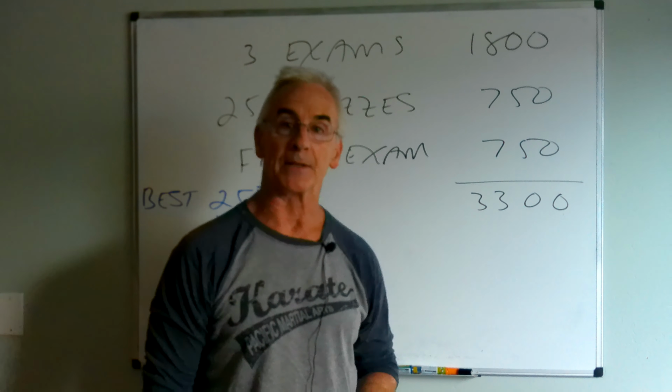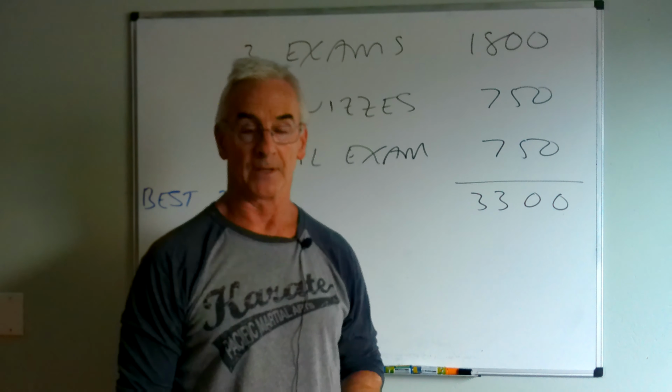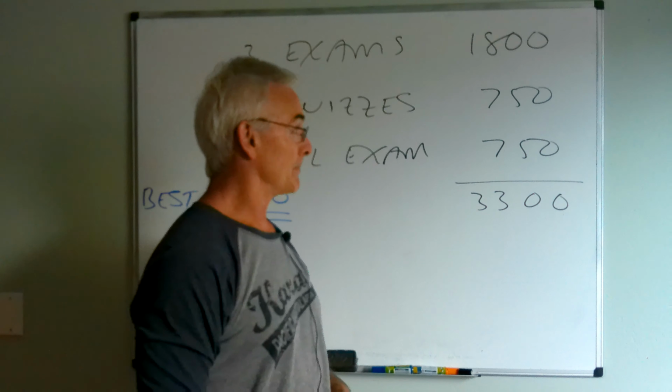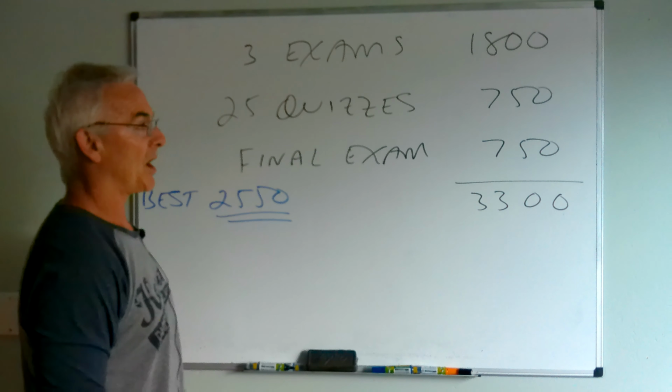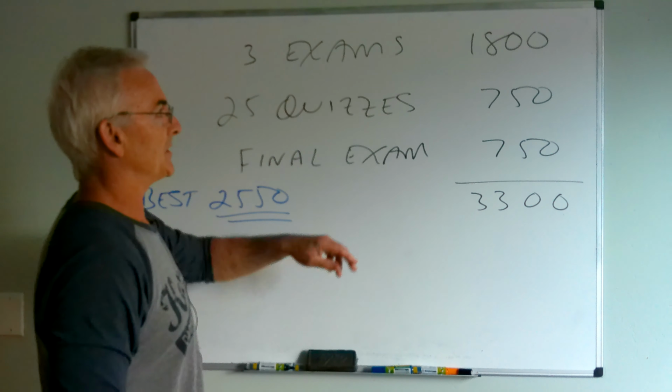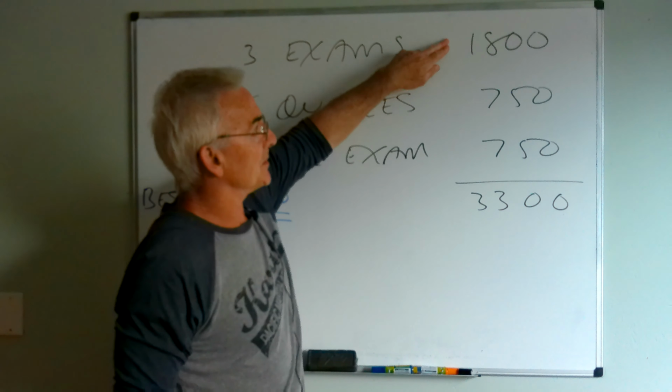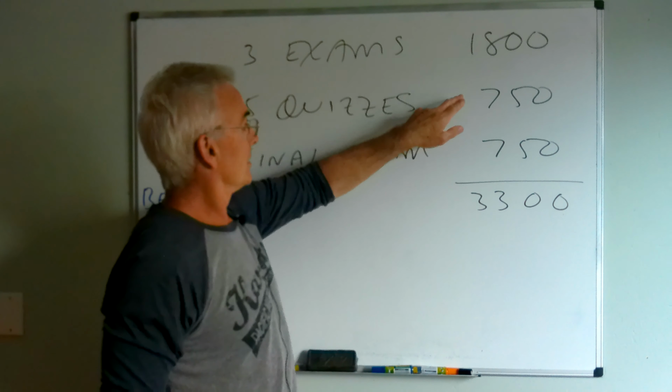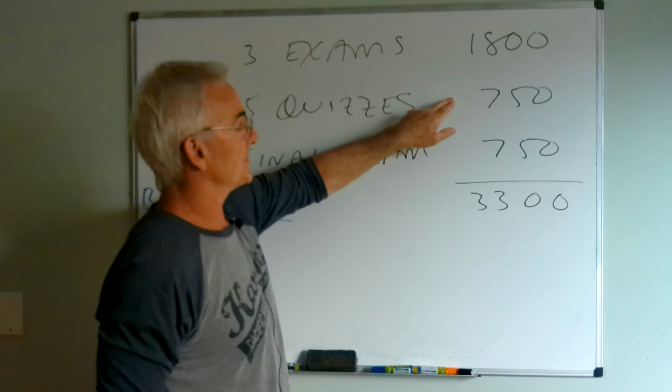Exams will also be at 8:30 in the morning on the days of their assigned Now, in terms of the points possible in this course, I want it to be really obvious. We have 3 exams, a total of 1,800 points, 25 quizzes, a total of 750 points, and a 750-point final exam, that's 3,300 points. You're going to drop your worst 750 points. That's a huge amount. Your best 2,550 points are what are going to count for your final grade.